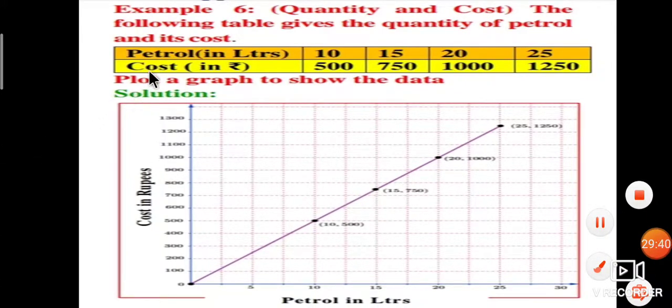This is the homework question for you. Plot a graph to show the data. Once again, write down all of your homework questions and answer them. The question is like that: quantity and cost. The following table gives the quantity of petrol and its cost. In the table, petrol in liters: 10, 15, 20, 25. The cost: 500, 750, 1000, 1250. Plot a graph to show the data.